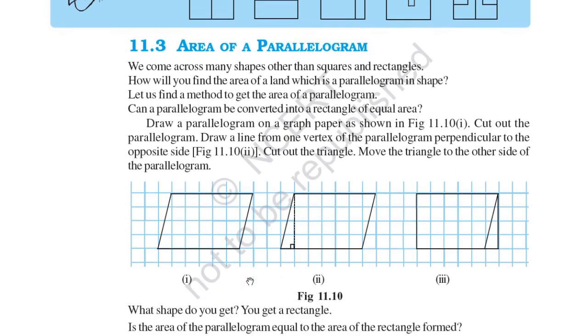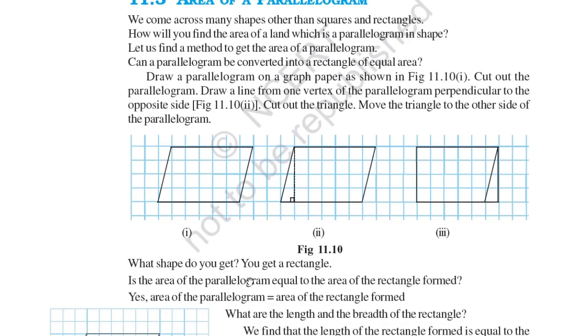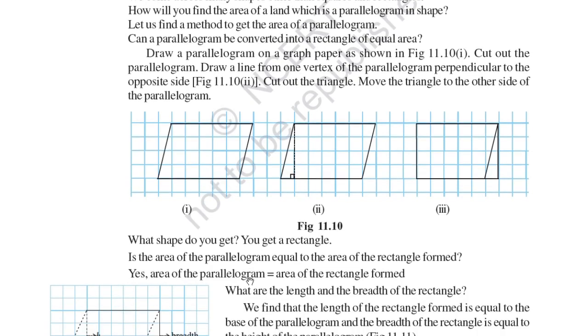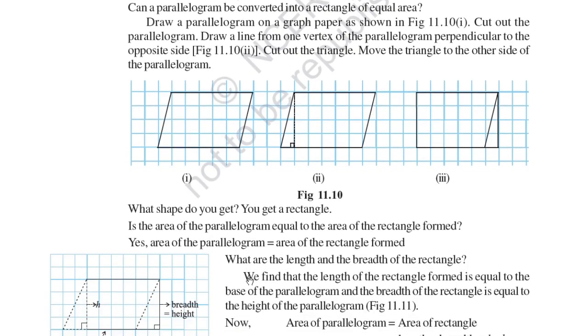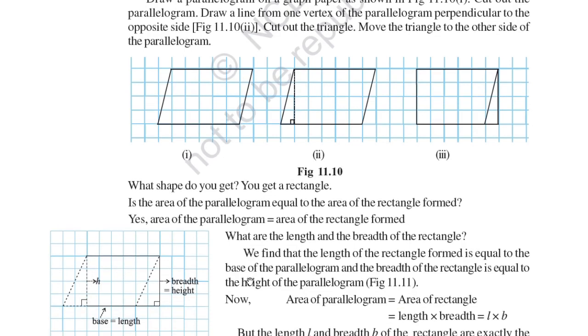Cut out the parallelogram. Draw a line from one vertex of the parallelogram perpendicular to the opposite side. You can see that in the second figure they have drawn that perpendicular. Cut out the triangle and move it to the other side of the parallelogram. What shape do you get now? It is a rectangle. The area of the parallelogram is equal to the area of the rectangle formed.